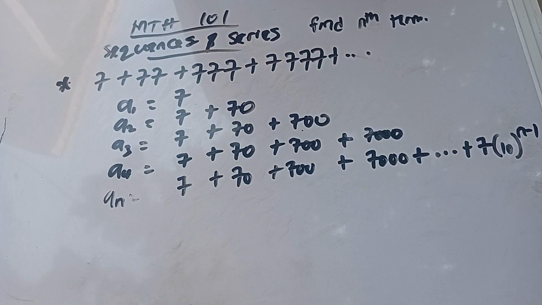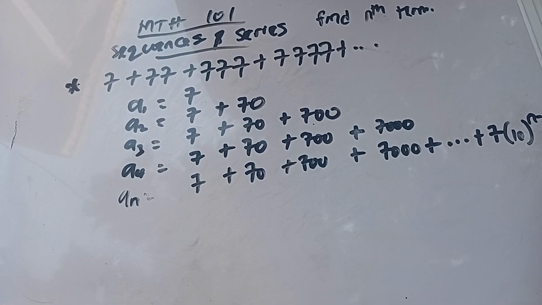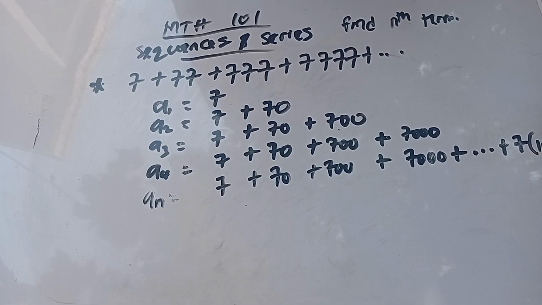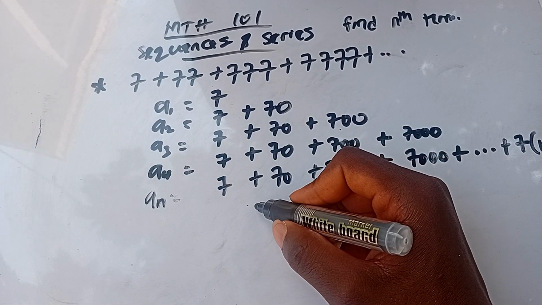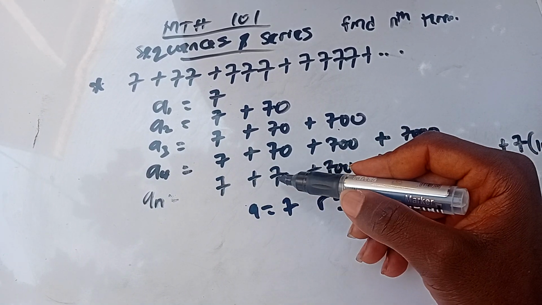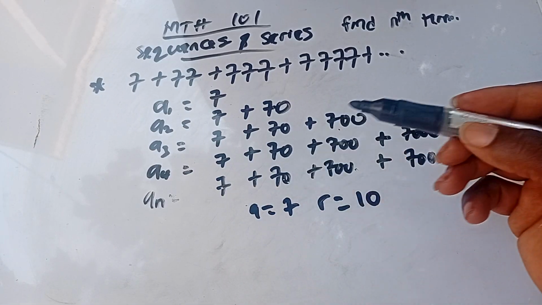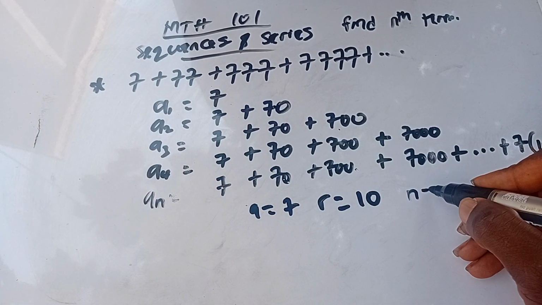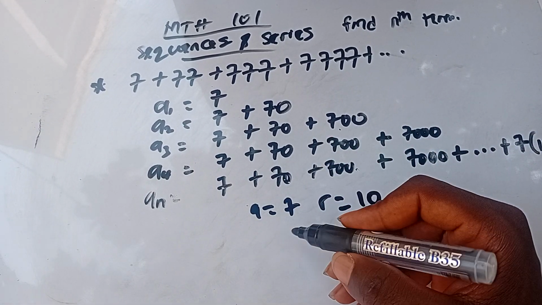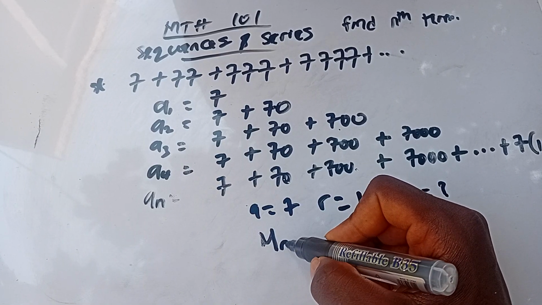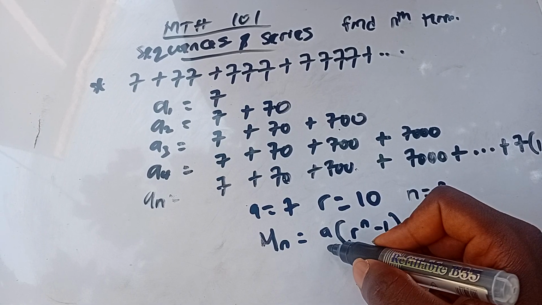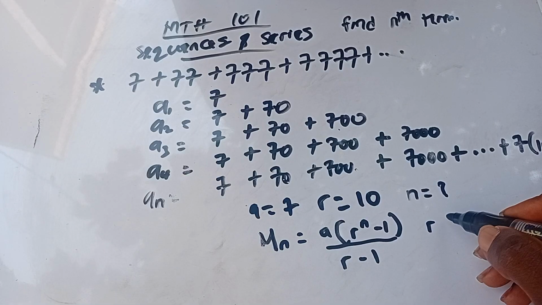So that's one of the things, if I want to change it that way. Now you can see, what's our A here? A equals 7, r equals 10. This is a GP now. 70 divided by 7, 10. 700 divided by 70, 10. And n is unknown. So here, instead of AP, we are using the formula for GP, the sum of a GP to be precise. The sum of GP, Sn, equals a into r raised to power n minus 1 over r minus 1. That is when r is greater than 1.